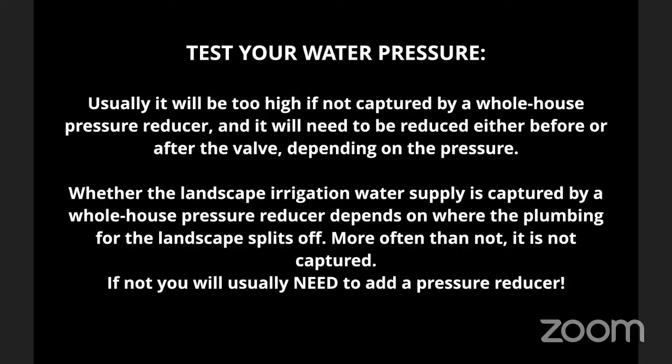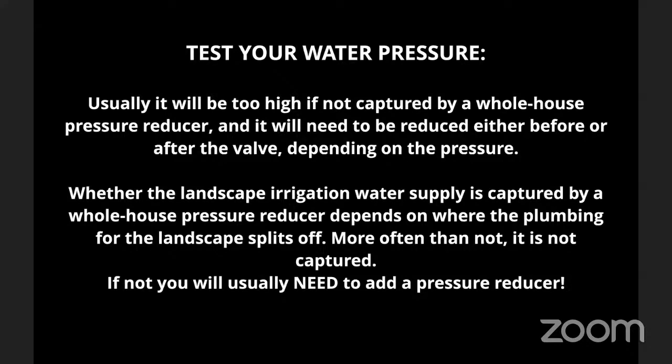Usually, if you're installing things from new, or if you are thinking about running your drip system off of a hose, feeding it from a hose bib and not off of an automatic valve, the pressure is going to be too high if it's not already captured by a whole house pressure reducer. The whole house style pressure reducers are those brass ones. I'll show a picture in a little bit.